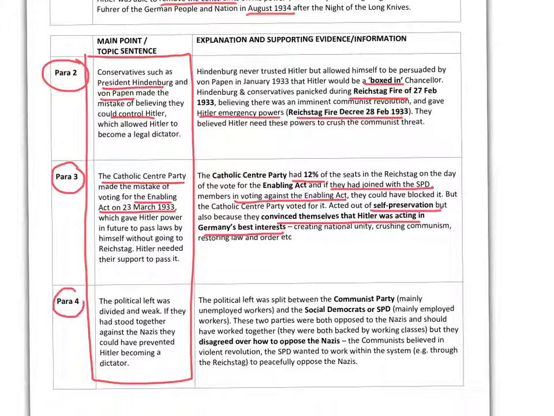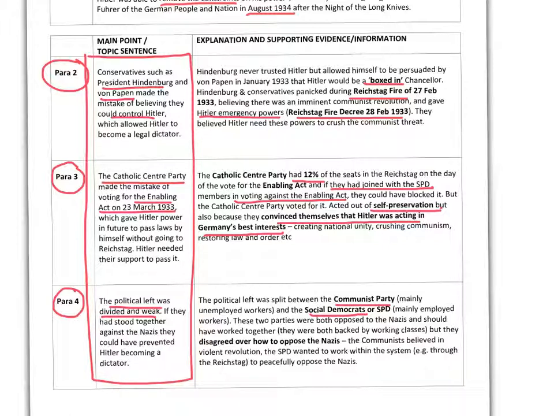You then do another paragraph, and this was highlighted in the Chief Examiner's report. The candidates who really hit the A stars picked up on this theme. The political left was divided. Now remember, there were 2 political parties that represented the workers: the Communist Party and the Social Democrats. The argument is that if those 2 parties had pulled together and worked together against the Nazis, they could have caused Hitler serious difficulties after he became Chancellor.